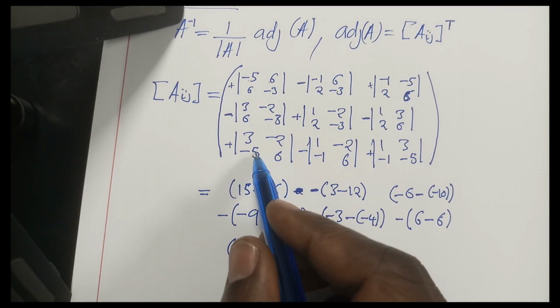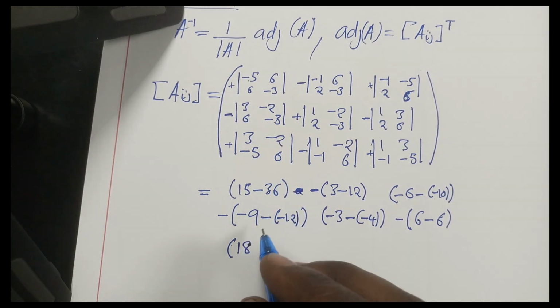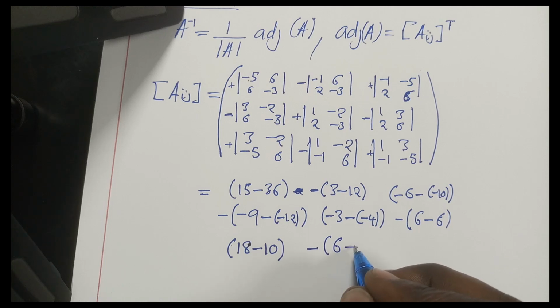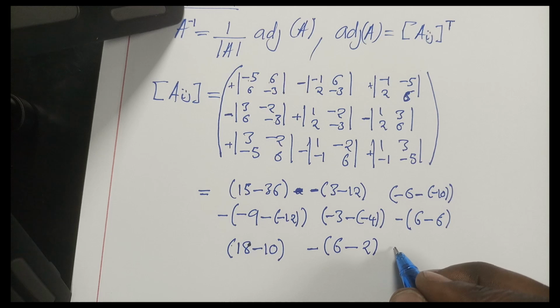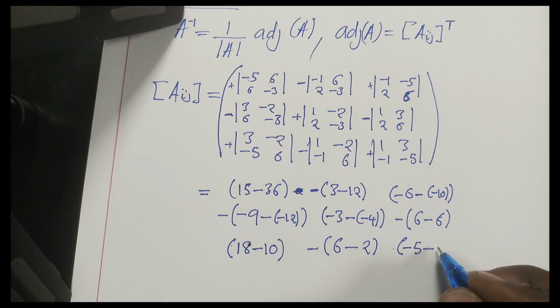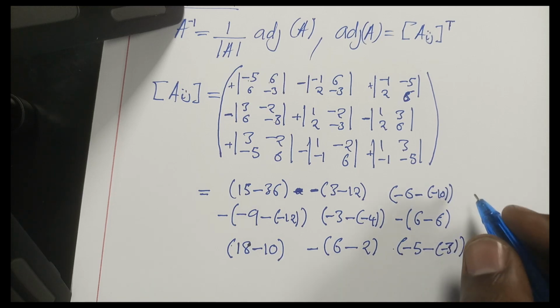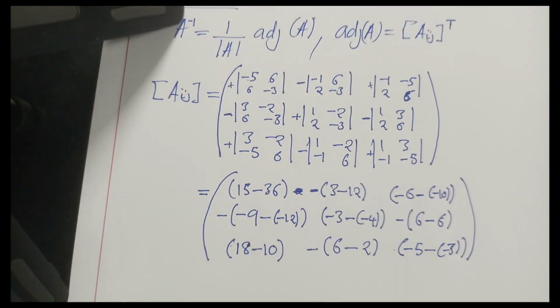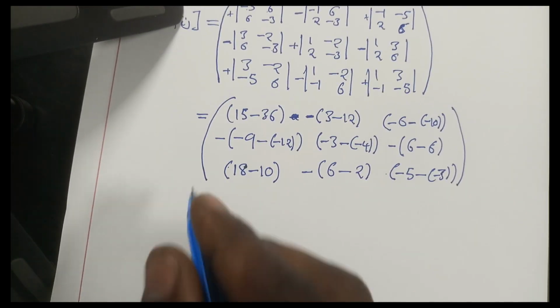Then negative 5 times negative 2, positive 10, minus 10, then minus 6, minus 2, then we have minus 5, minus 3. So this is our matrix of cofactors. The rest is just to simplify them now.